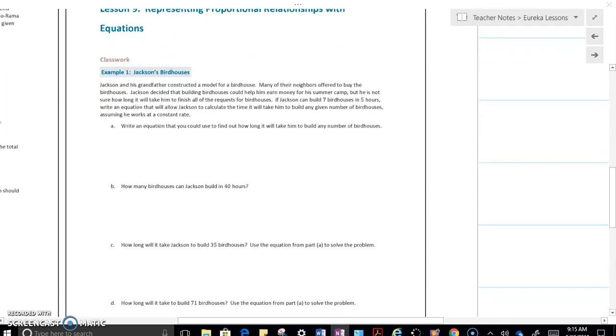Jackson and his grandfather constructed a model for a birdhouse. Many of their neighbors offered to buy the birdhouses. Jackson decided that building birdhouses could help him earn money for his summer camp. But he's not sure how long it'll take him to finish all the requests for the birdhouses.